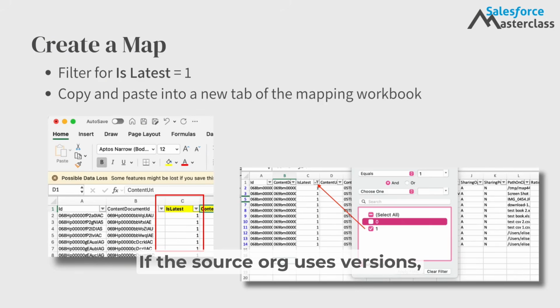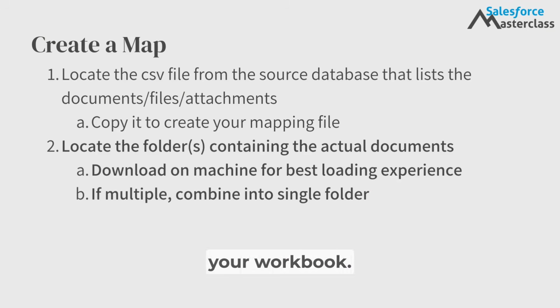If the source org uses versions, make sure you also filter for is latest equals 1, which means true. Copy the filtered data and paste it into a new tab of your workbook. Now you need to locate the folder or folders that contain the actual files and download them onto your hard drive for a smooth loading experience.